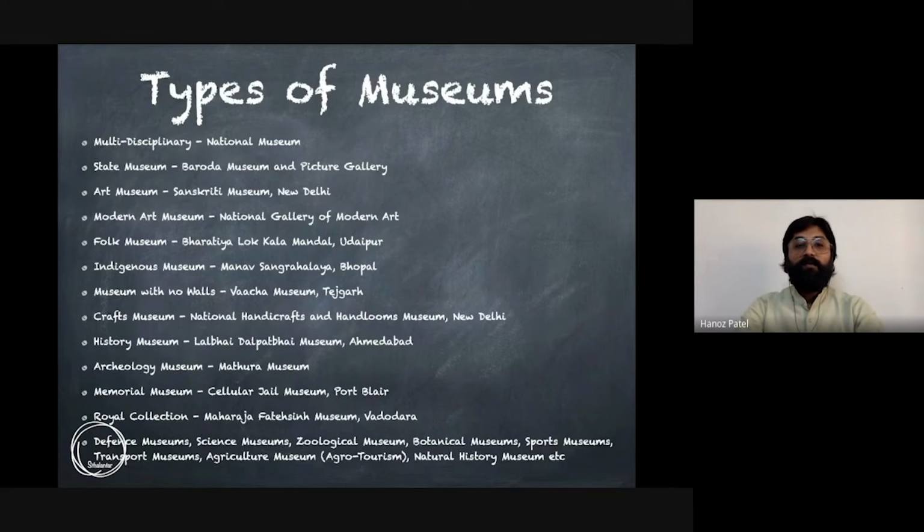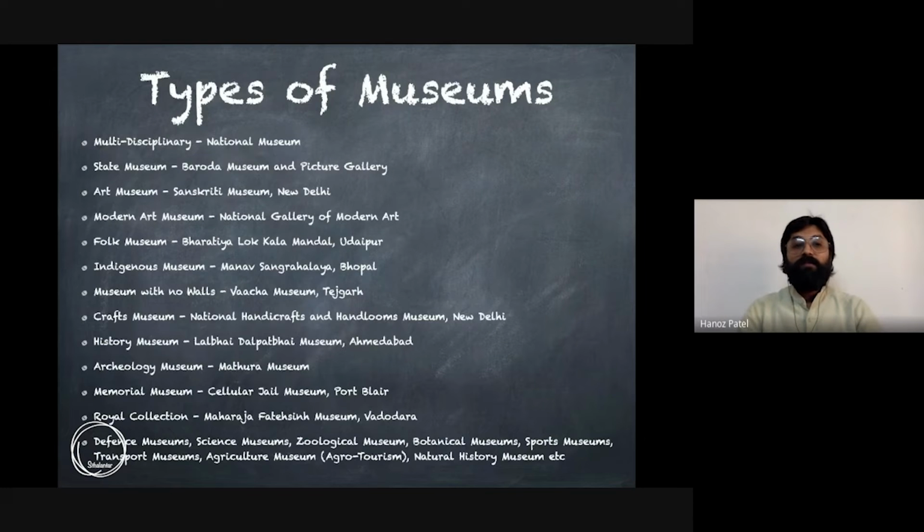So art museum would be Sanskriti Museum in New Delhi. Modern art museum would be National Gallery of Modern Art. What could be a folk museum? Bharatiya Lok Kala Mandal of Udaipur, which displays the folk culture and diversity of the entire state of Rajasthan. Then what could be an indigenous museum? So Manav Sangrahalaya of Bhopal, showcasing the indigenous culture and heritage of the entire country at Bhopal, right?